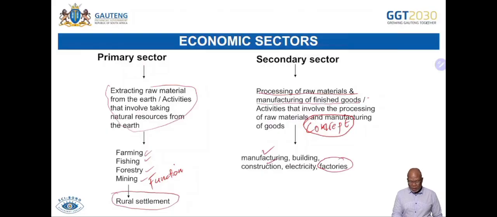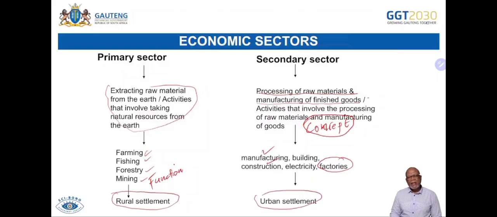Also, you can look at construction. So if somebody is building a house, or somebody is constructing a road, that is part of secondary sector. That is manufacturing, because they are making a product. The product can be a house, it can be a large product, or it can be a small product. So long as there is processing of a raw material into a finished good, we call that a secondary sector. And secondary sector is more dominantly found in urban settlements.